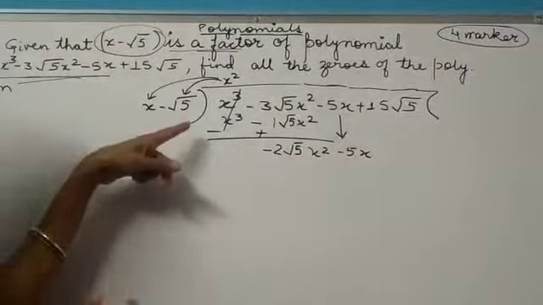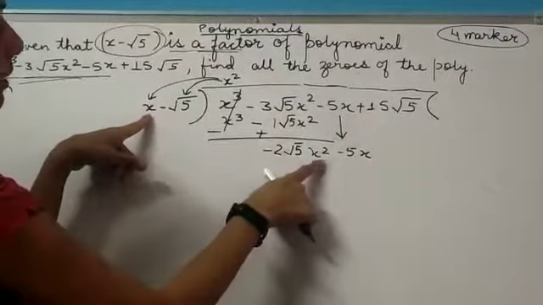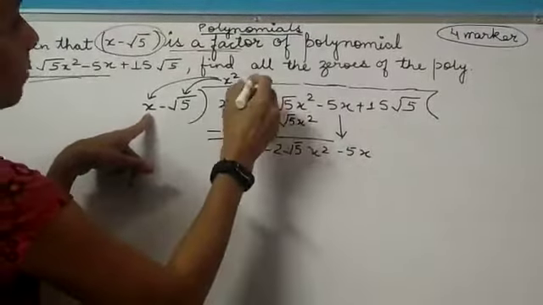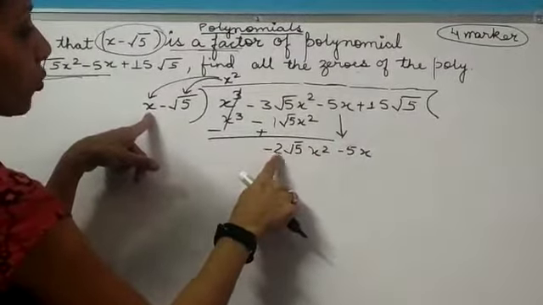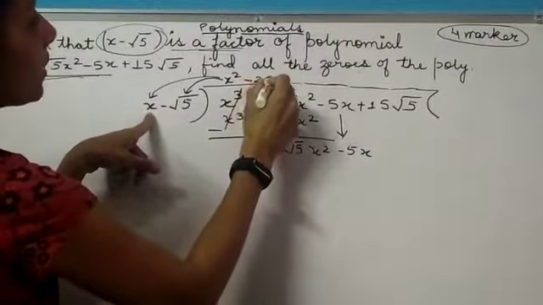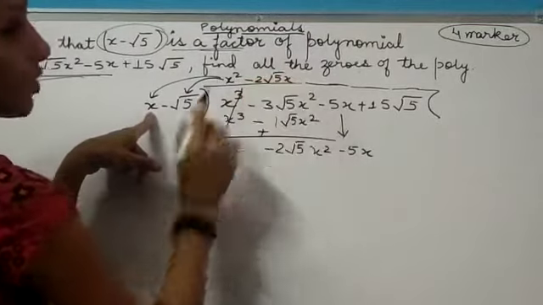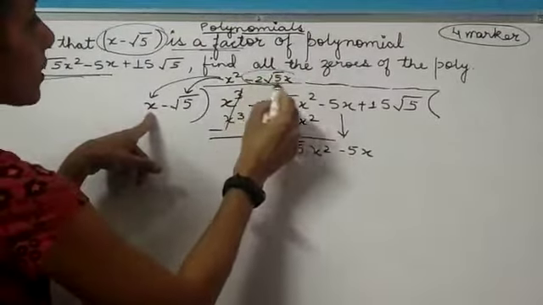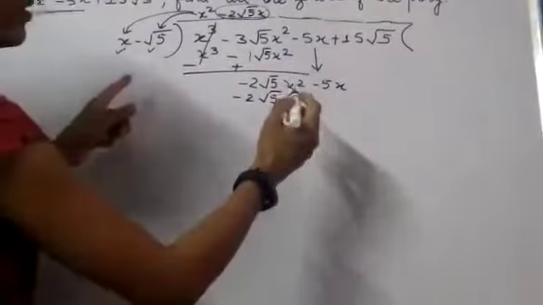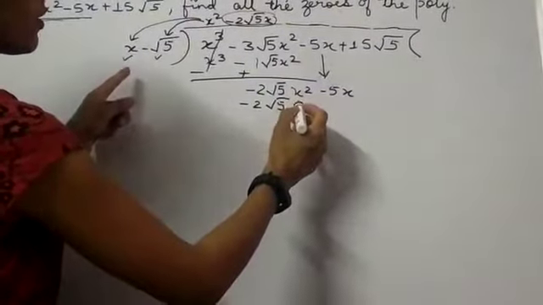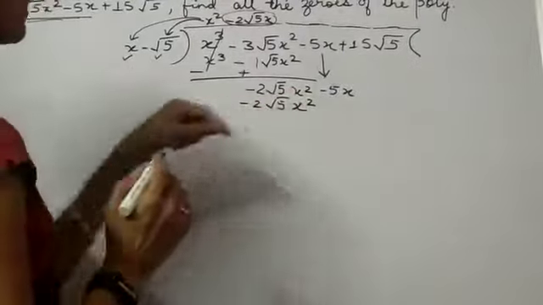Then again you see, here it is x and here it is x square. So I will be writing x along with this minus 2 root 5, so this will be minus 2 root 5x. Now you multiply this complete term once with this and once with this. So it will be minus 2 root 5 x square.